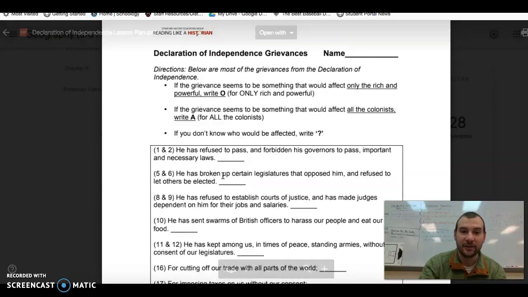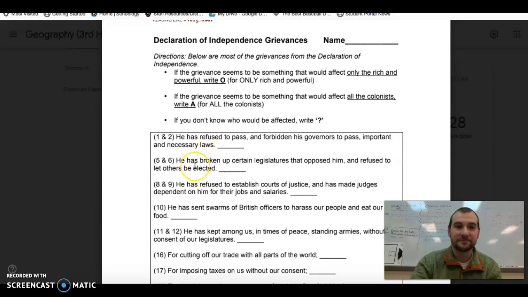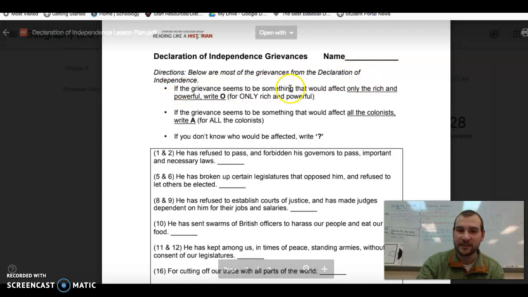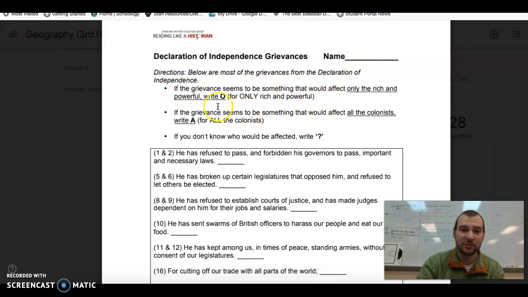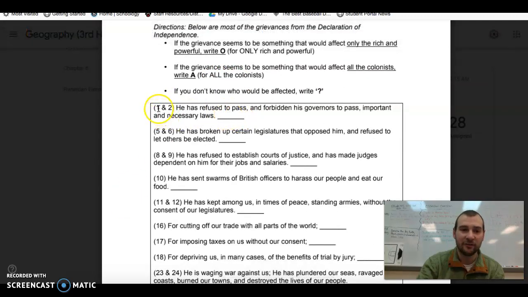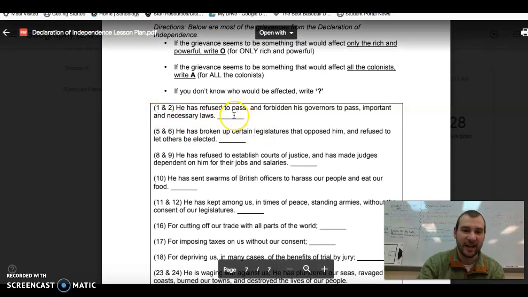All right, and this one's a little bit interesting because it says directions below: most of the grievances from the Declaration of Independence. If the grievance seems to be something that would affect only the rich, put an O. And if the grievance is for all people, put an A. So you'll just read this, and you'll have 1 and 2. You have an A or an O right here.